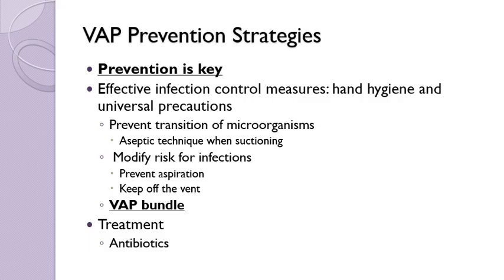So what do we need to do? We need to do hand hygiene. We need to do universal precautions. We need to prevent transmission of microorganisms, so we need aseptic technique when we're suctioning. So wear gloves and use that inline suction catheter. We need to modify any risk they have for infection, so prevent aspiration and fundamentally keep them off the vent. If they're not intubated, they don't develop VAP.